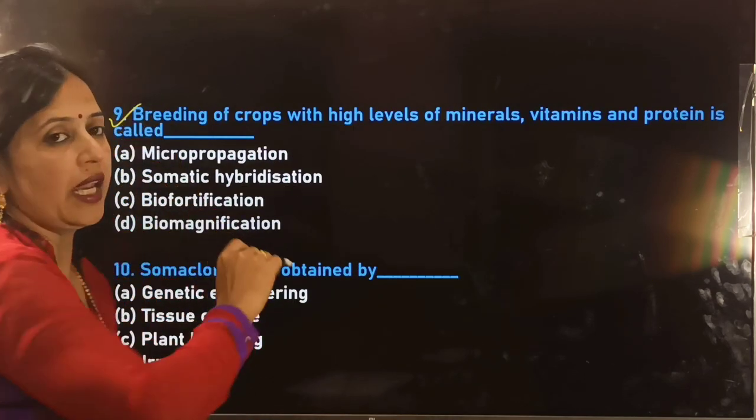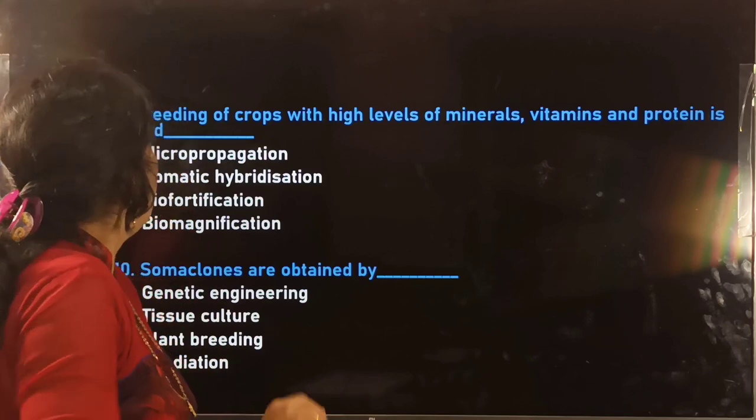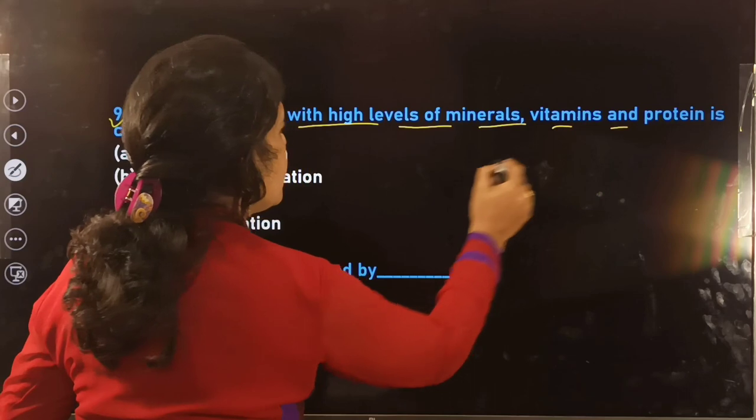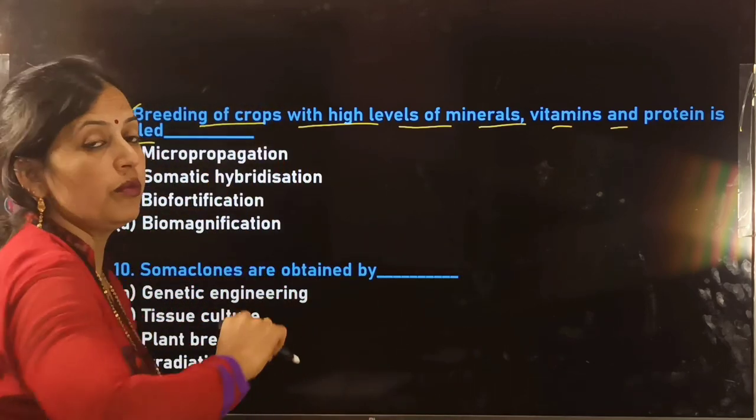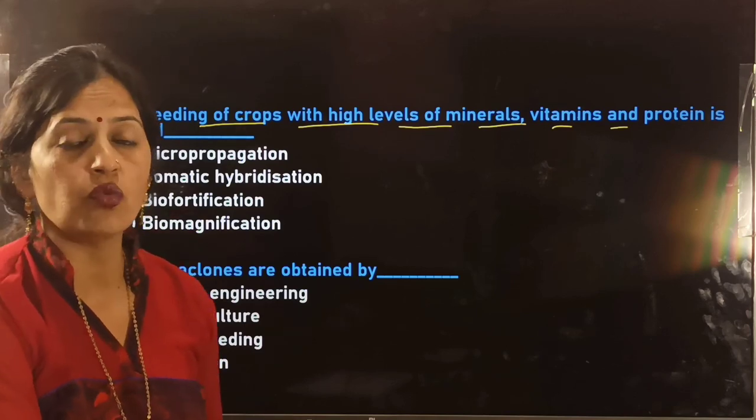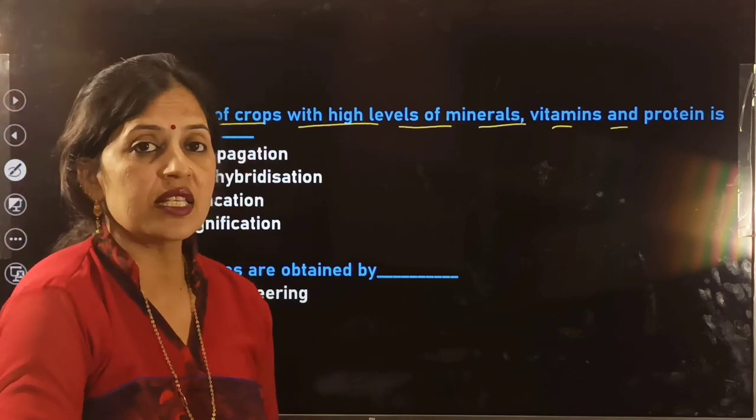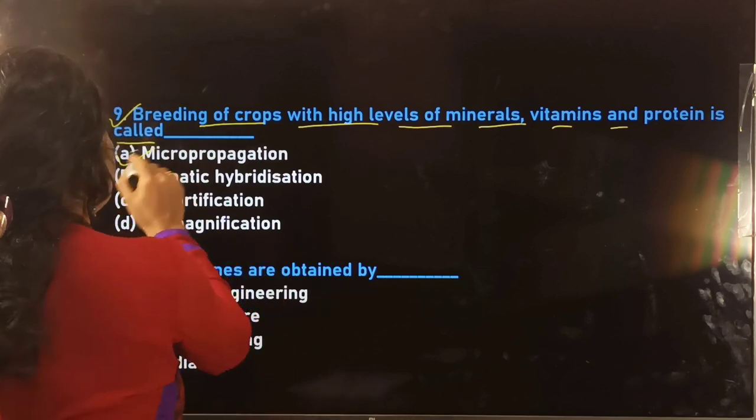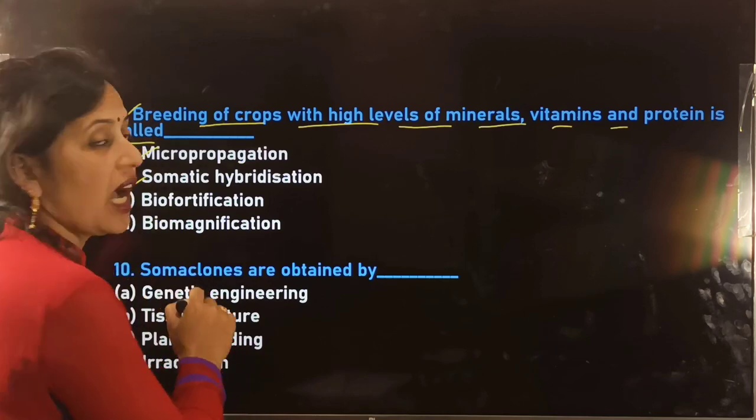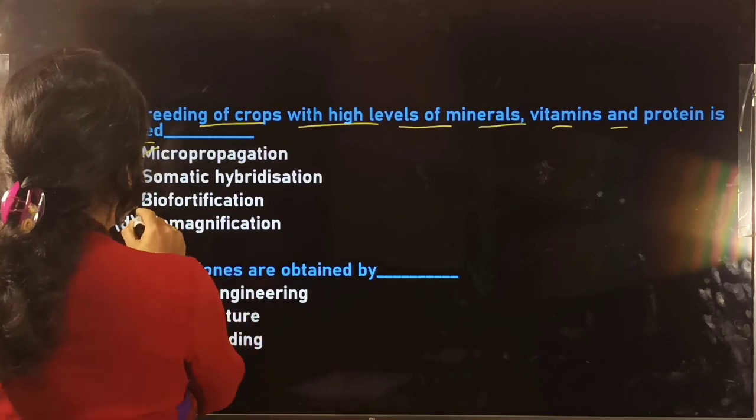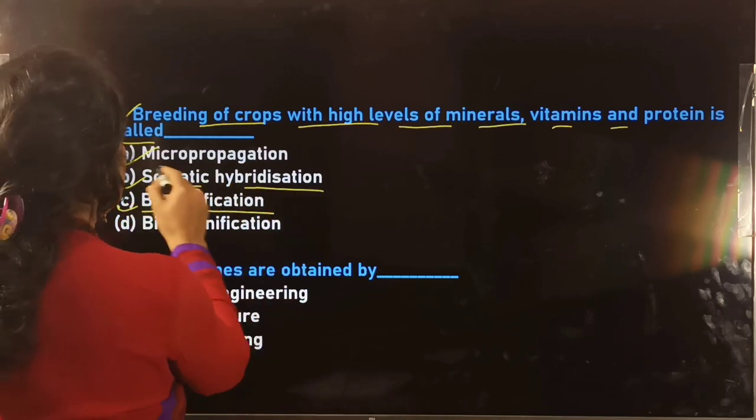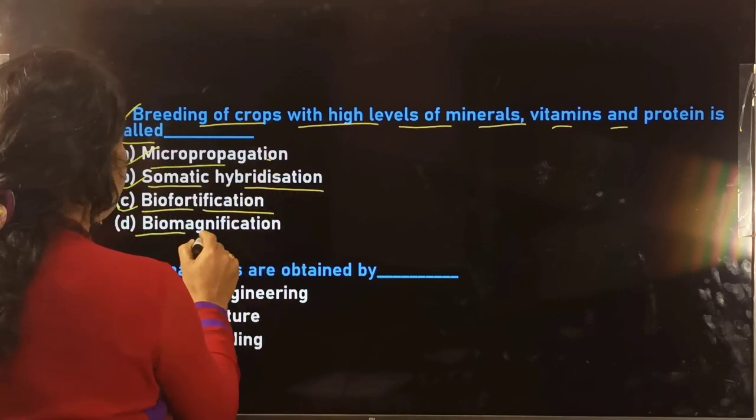Now shift to question number 9. And question number 9 is: breeding of crops with high levels of minerals, vitamins, and proteins is called. Options are A, micropropagation; B, somatic hybridization; C, biofortification; and D is biomagnification.